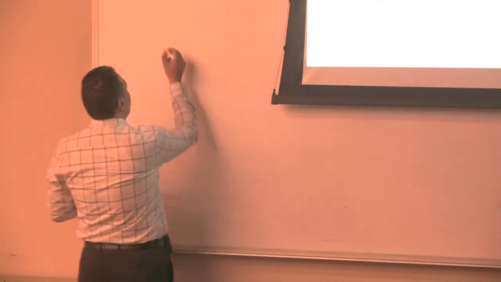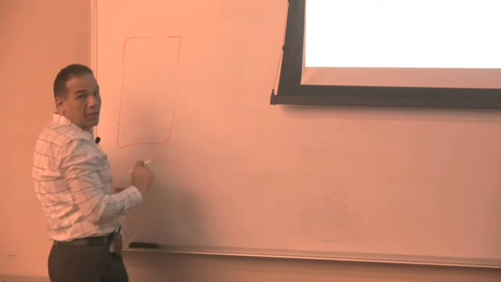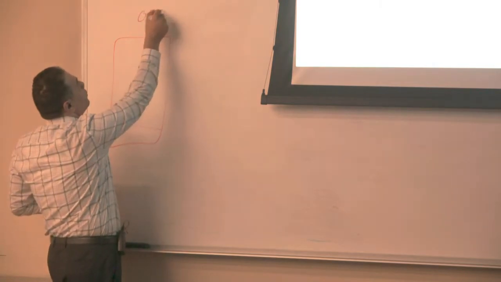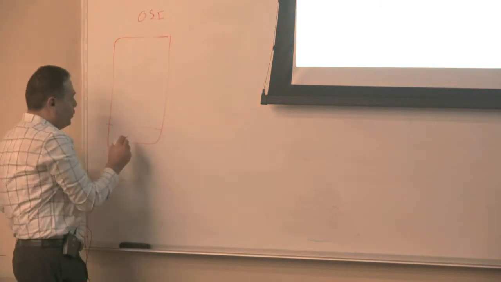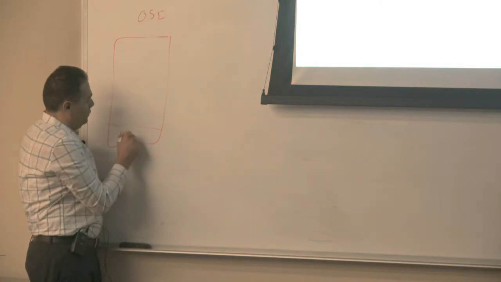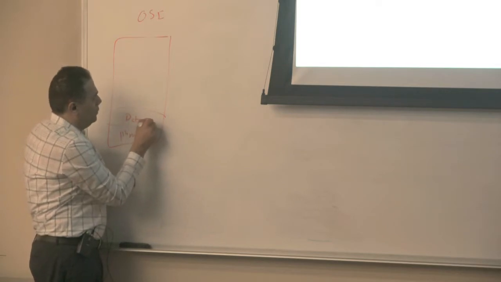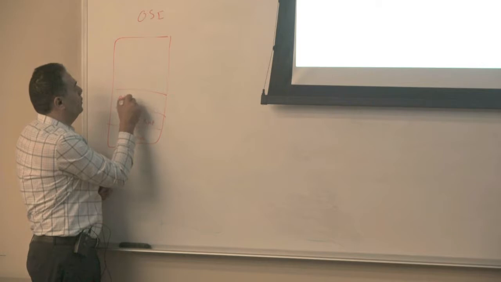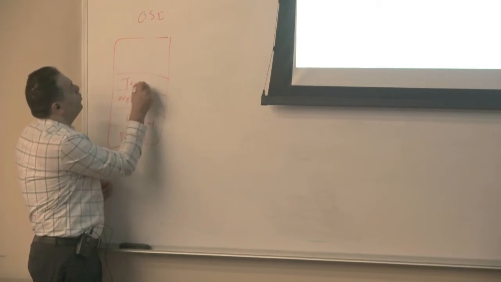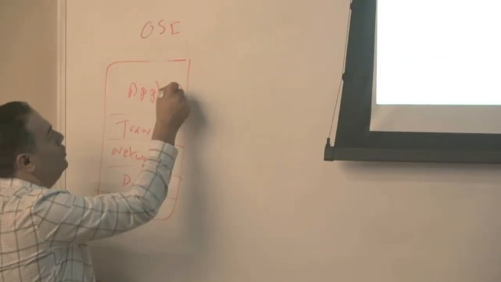So, if you recall, usually you have 7 layers in the communication, the OSI reference model, right? So the first one is Physical. Data link. Network. Transport. Session, presentation, application. The top three of them, I call them application.